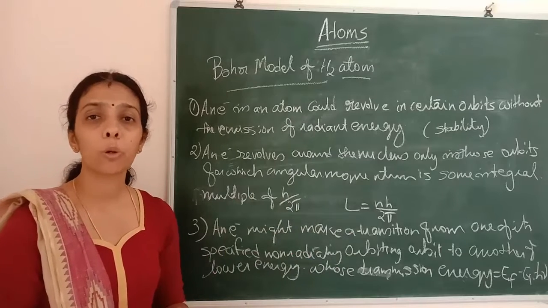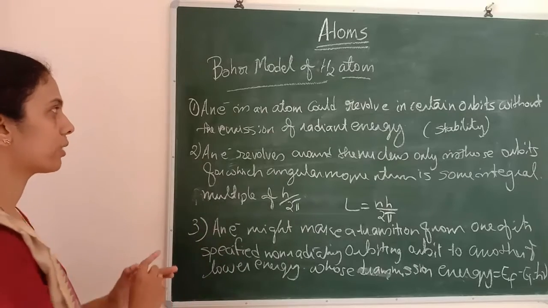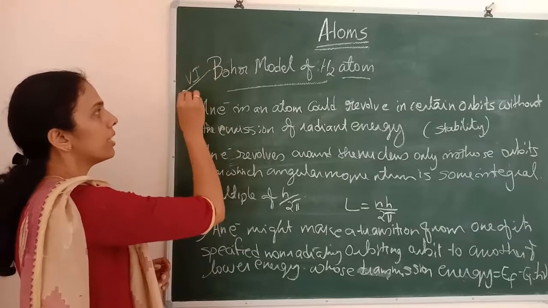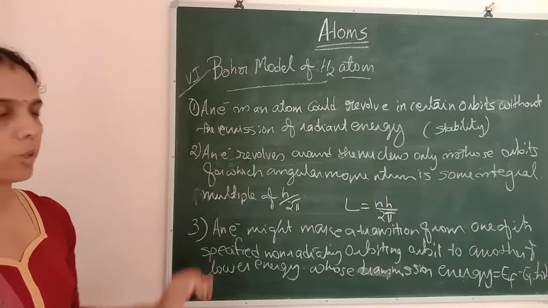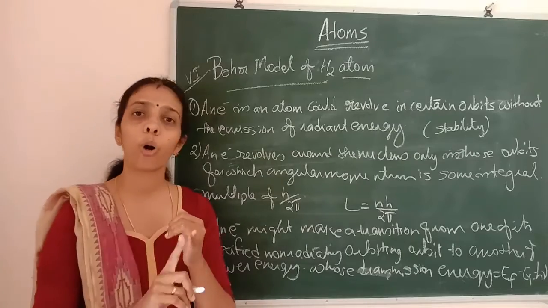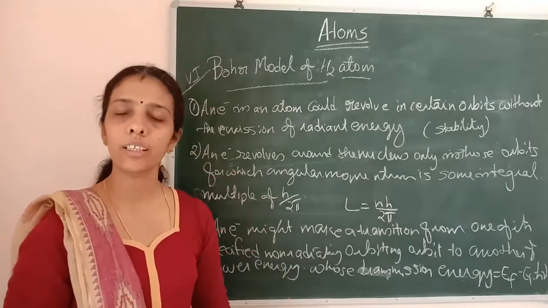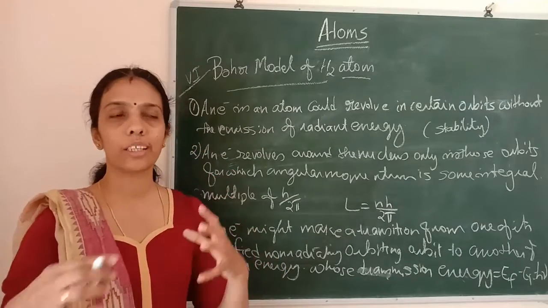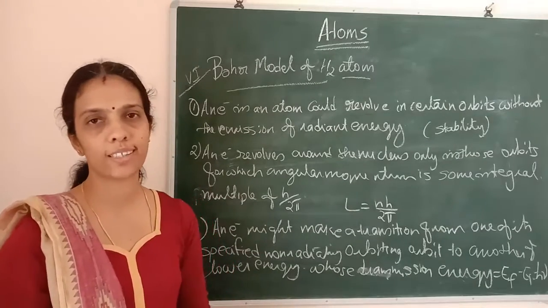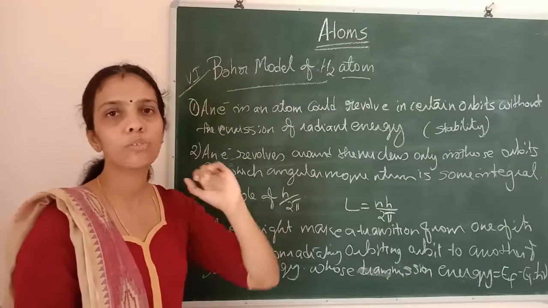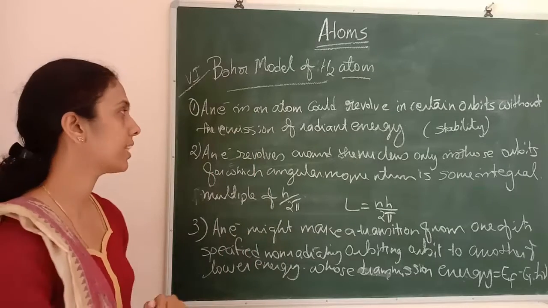So what are the postulates of the Bohr atom model? It's a very important question. The first flaw we mentioned about Rutherford's model is the stability of the electron. It loses energy, comes inwards and falls into the nucleus. That is what Rutherford told, and as per electromagnetic theory, we can't explain that.